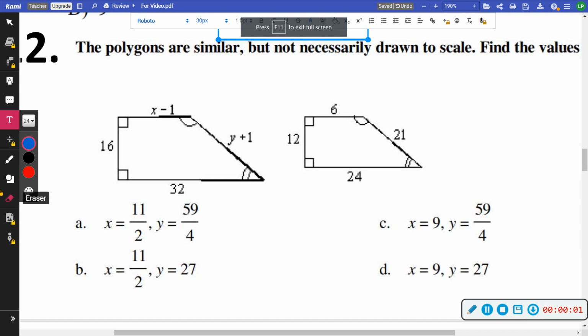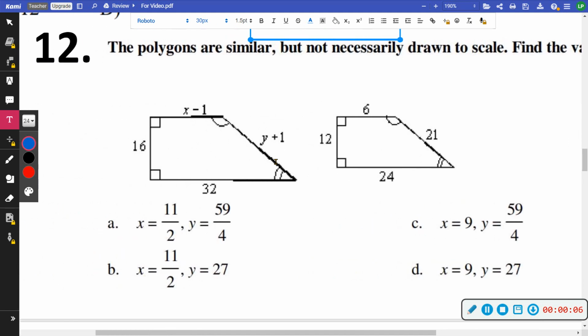Alright, the polygons are similar, but maybe not drawn to scale. Find the values of x and y. Okay, so looking at this, this has just been translated over. So let's find x first.